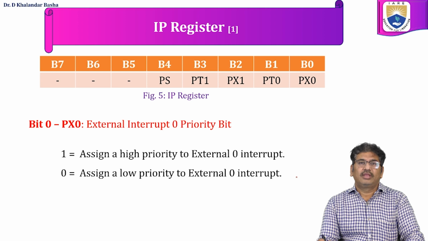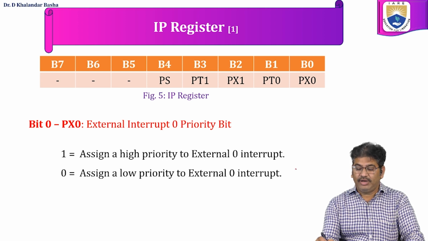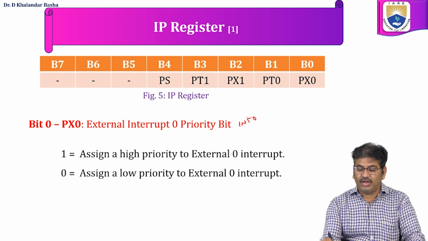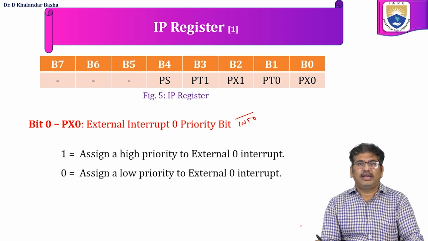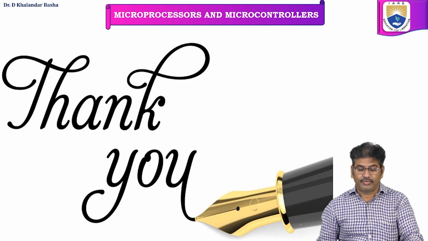Bit 0, which is PX0, is the external interrupt priority bit. It is for assigning the priority for INT0 bar. Whenever PX0 is equal to 1, it will assign a high priority to the external 0 interrupt. If PX0 is equal to 0, it assigns a low priority to the external interrupt.